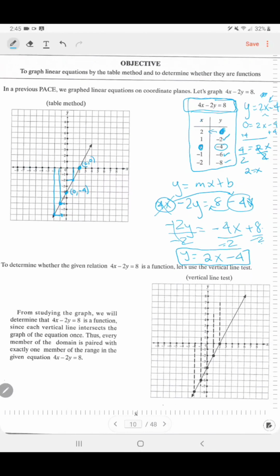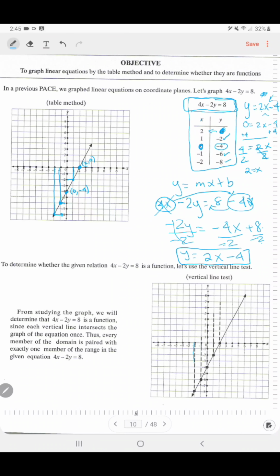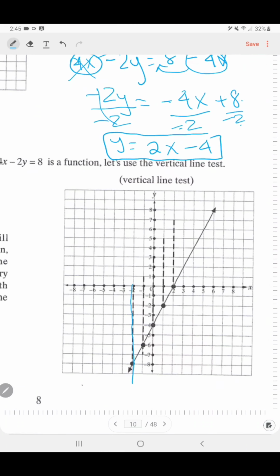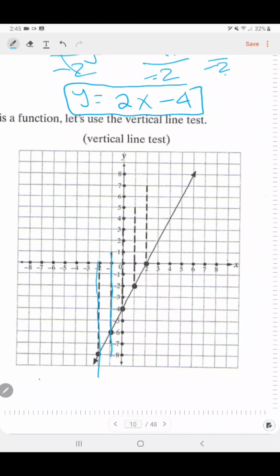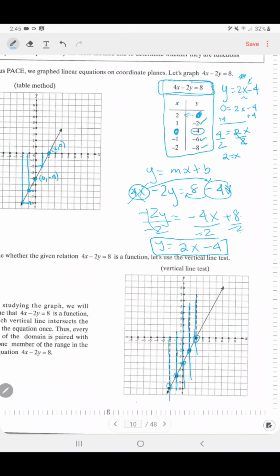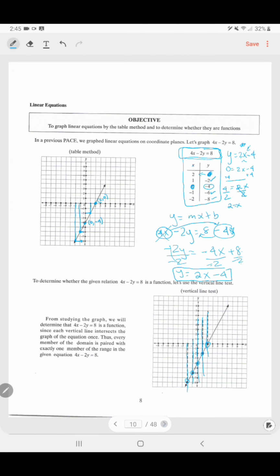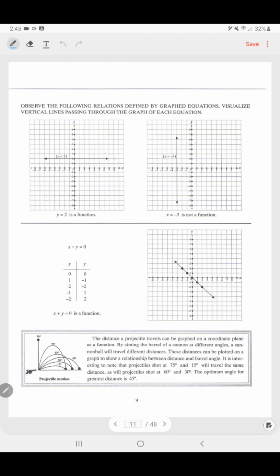And then from here, they want you to do the vertical line test to see if it's a function. So if we throw the line, this is a function because each line only has one circle on it. So let's do some examples. Actually, no, they're going to explain to you.